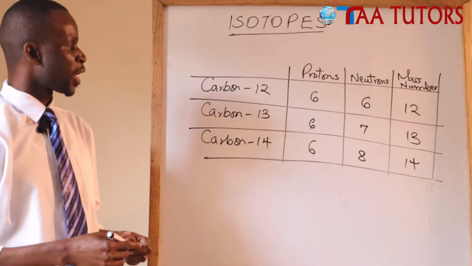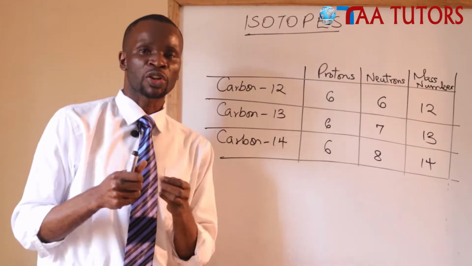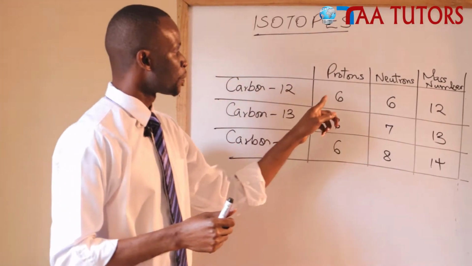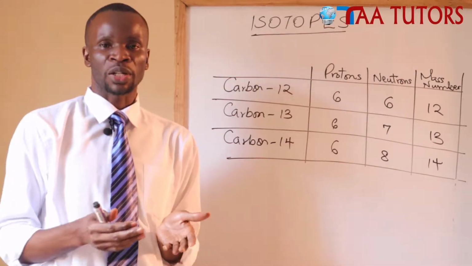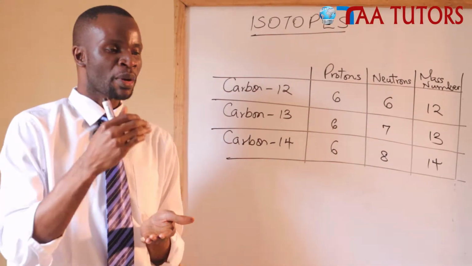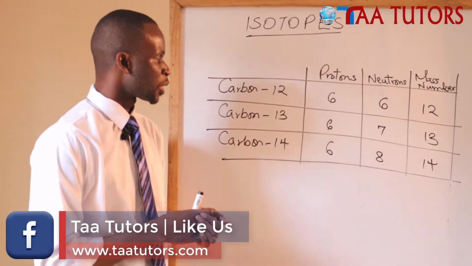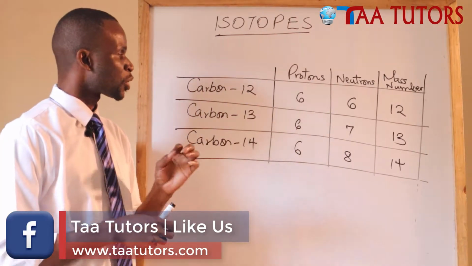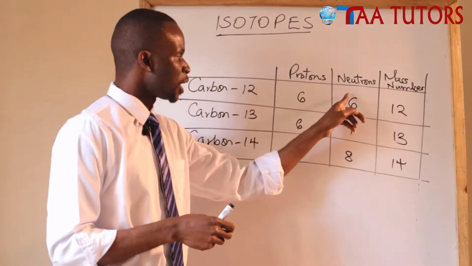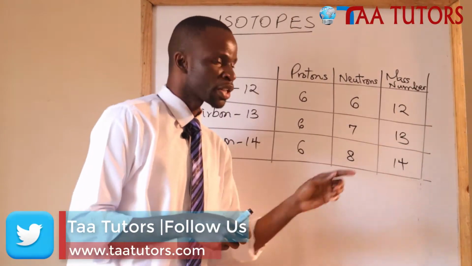So we can only refer to these as atoms of carbon. Why? Because each of them has atomic number 6. They are the same atoms because we use atomic numbers to identify atoms of different elements. So these are the same atoms of carbon. But what do we see? They have different neutron numbers and, by implication, different mass numbers.